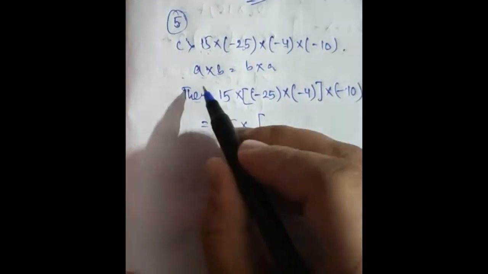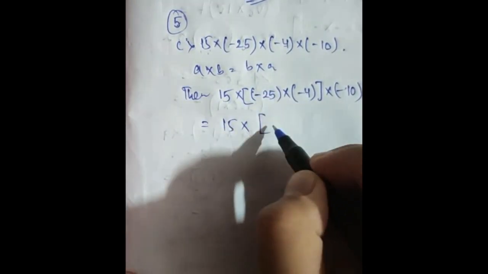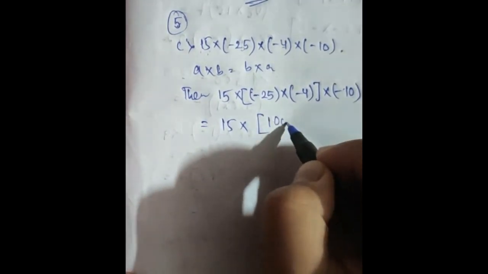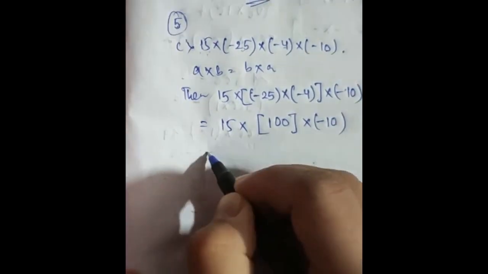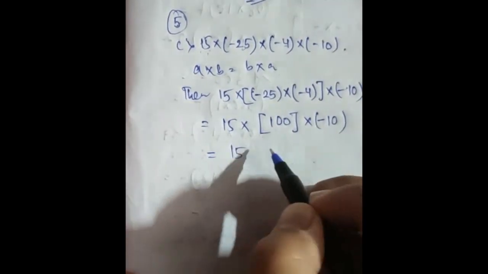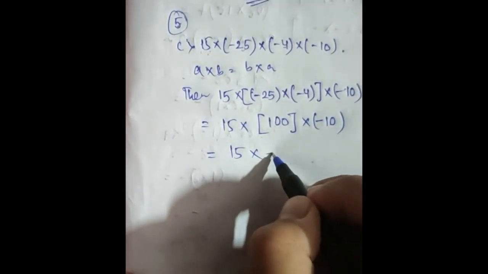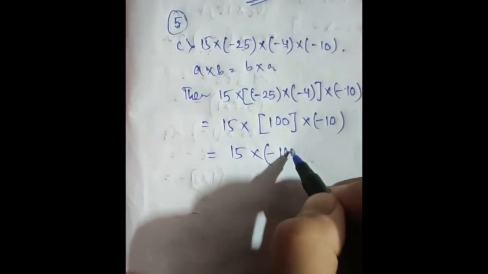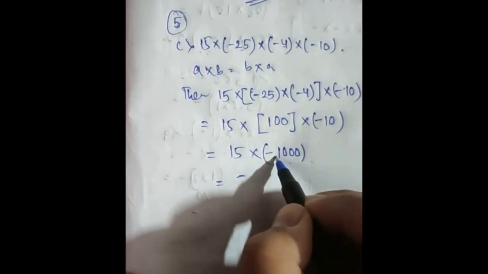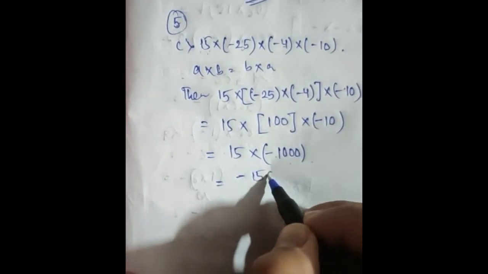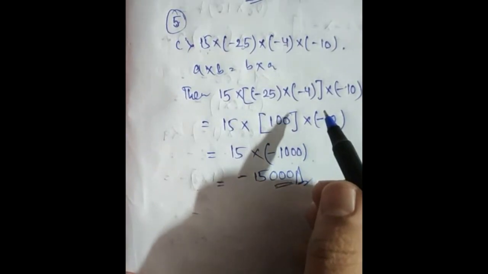We can write a into b form or b into a form. So minus minus is plus, and 25 into 4 is 100, right? Everyone knows, multiplied, get the answer. Now 15 into 100 into 10 is 1000, but minus 1000, right? So now it is easy, plus into minus is minus, 15 ones is 15, and how many zeros are there? 30. Easy one.